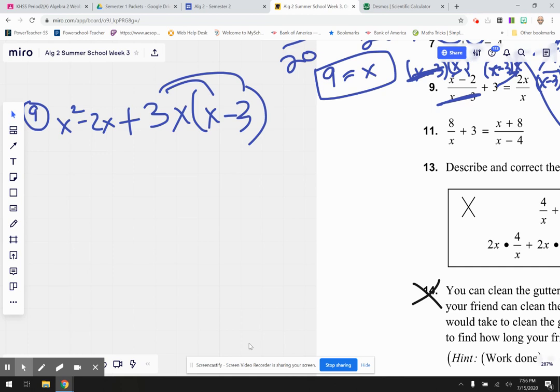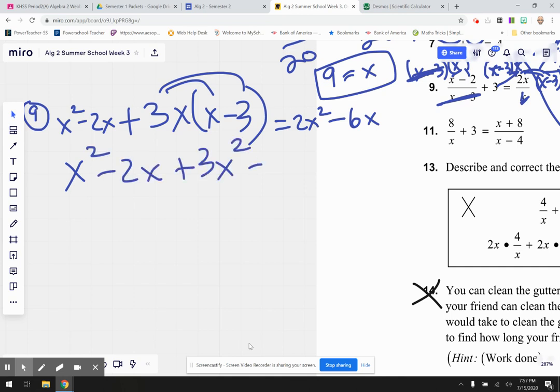And the last one, you're going to get rid of the x's. So you're going to need to distribute, 2x squared minus 6x. So equals 2x squared minus 6x. That's what's left over. Okay, so here we go. Let's distribute. So we have x squared minus 2x plus 3x squared minus 9x equals 2x squared minus 6x.